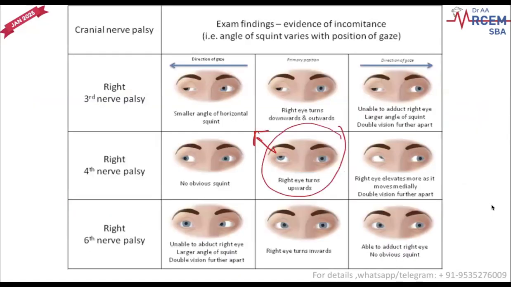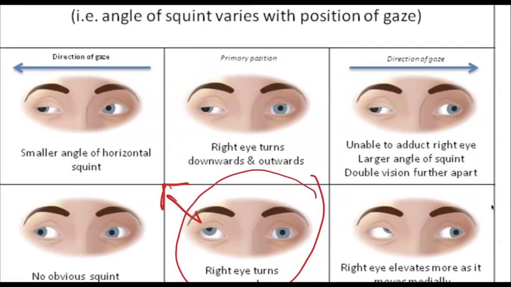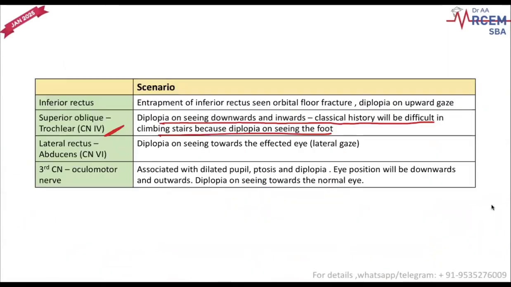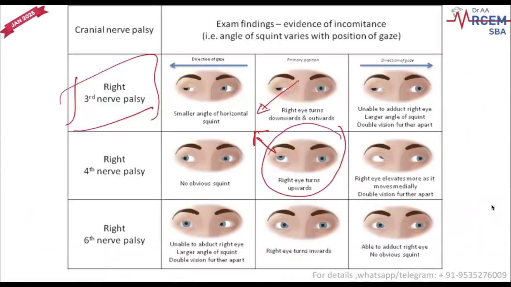Last one is third cranial nerve palsy. Third cranial nerve palsy supplies all other oculomotor muscles. Sorry, it supplies all other extraocular muscles. So as it supplies all other extraocular muscles, the sum total of the effect will be that in the resting position, downwards and outwards will be the resting position. And what will happen? He will have a diplopia. So this is the position. He will have a diplopia whenever he sees towards the normal eye. That means whenever he sees this side, he'll have a diplopia because this is the normal eye.